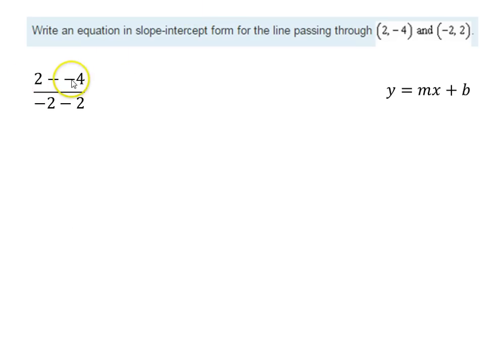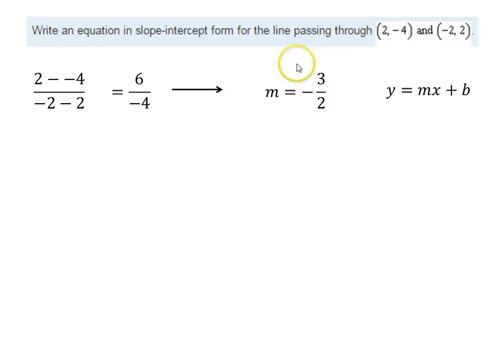I'm going to do the difference of the y values, -2 minus -4, divided by -2 minus 2. This right here is how we find the slope of the line containing these 2 points. Doing that subtraction, we get 6. 2 minus -4 is 6. -2 minus 2 is -4. So we have 6 over -4. That can be simplified to -3/2. 6 over 4 can be reduced to 3/2, and it's a negative, so we can put the negative on the outside. So our slope, our m, is -3/2. That's the slope of the line that contains these 2 points.